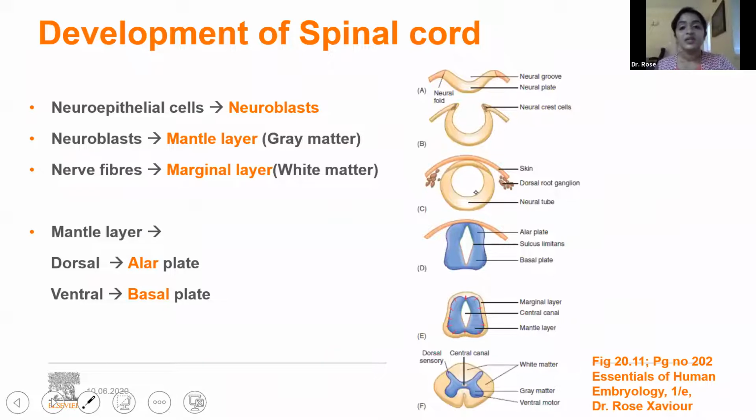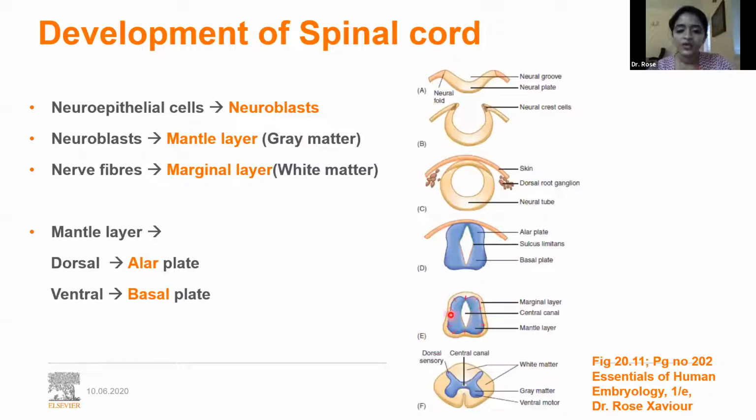First, we will see the internal architecture of the spinal cord, how the development of the spinal cord is happening within the neural tube. We know that the neural tube, after its formation, will be lined by a group of cells known as neuroepithelial cells. The neuroepithelial cells will then get converted into a group of cells known as neuroblasts. The neuroblasts will form the mantle layer. Can you see the mantle layer here?